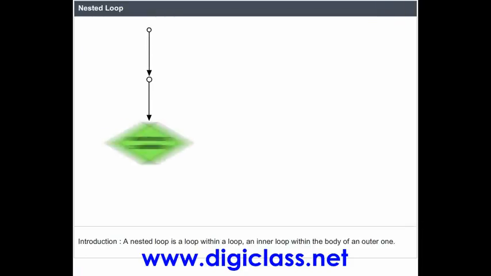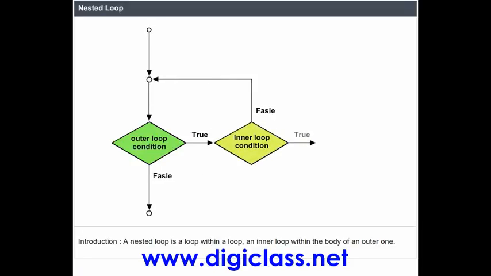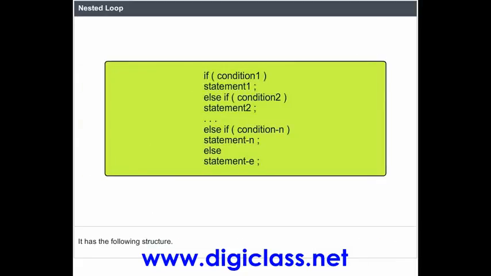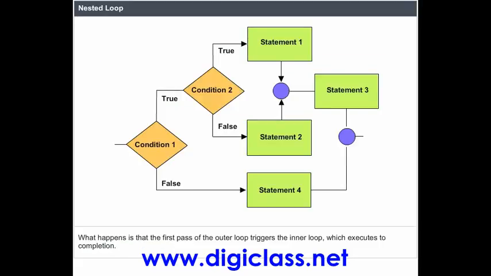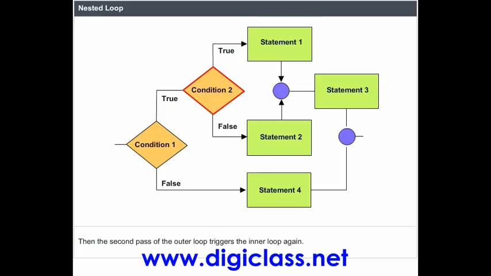Nested loop. Introduction. A nested loop is a loop within a loop, an inner loop within the body of an outer one. It has the following structure. What happens is that the first pass of the outer loop triggers the inner loop, which executes to completion. Then the second pass of the outer loop triggers the inner loop again. This repeats until the outer loop finishes. Of course, a break within either the inner or outer loop may interrupt this process.